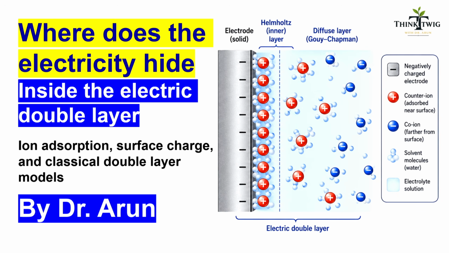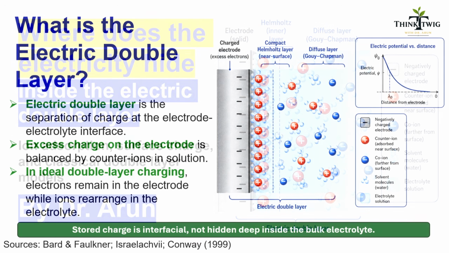The answer lies in a region so thin that we can't see it directly. It is only a few nanometers wide, and this region is called the electric double layer. Once we understand this layer, the working of the electric double layer capacitor becomes much easier to understand. So let us follow the charge from the external circuit to the electrode surface and see exactly where it goes.